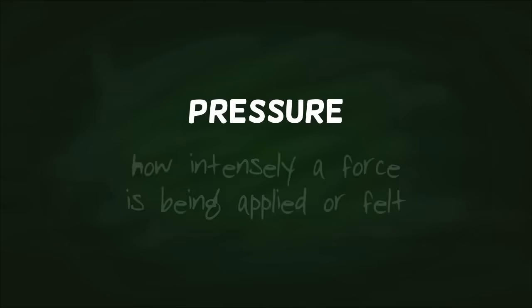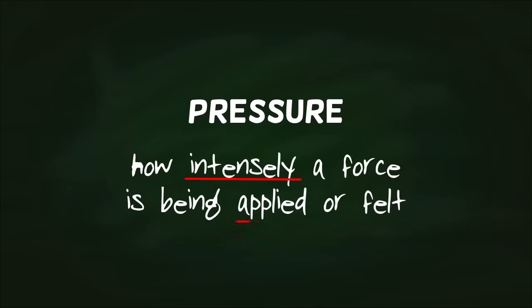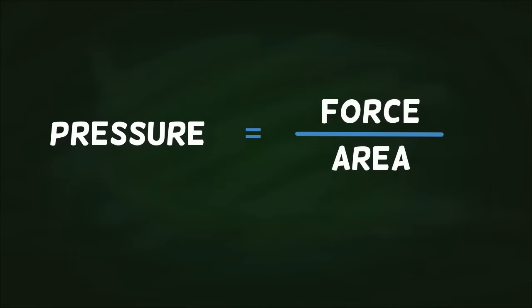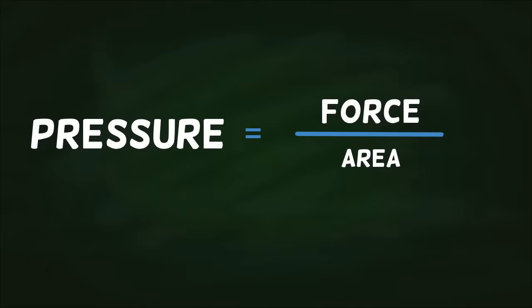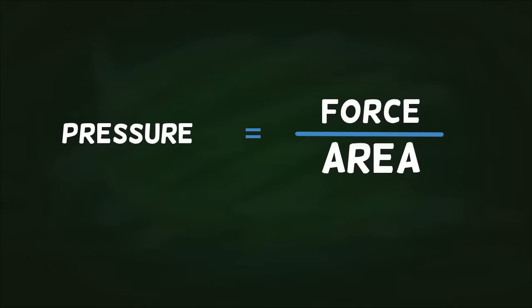Pressure is a way of describing precisely how intensely a force is being applied or felt by an object. It's calculated by dividing the magnitude of the force by the area it's being applied to. This means that the same force can exert different levels of pressure depending on the size of the area it's being distributed over.